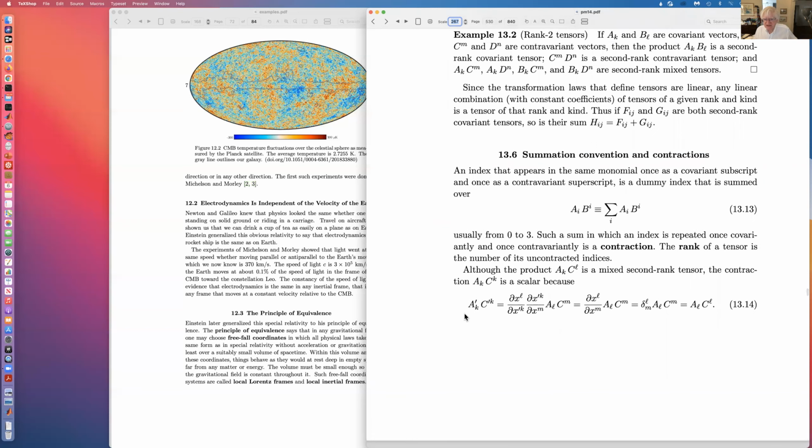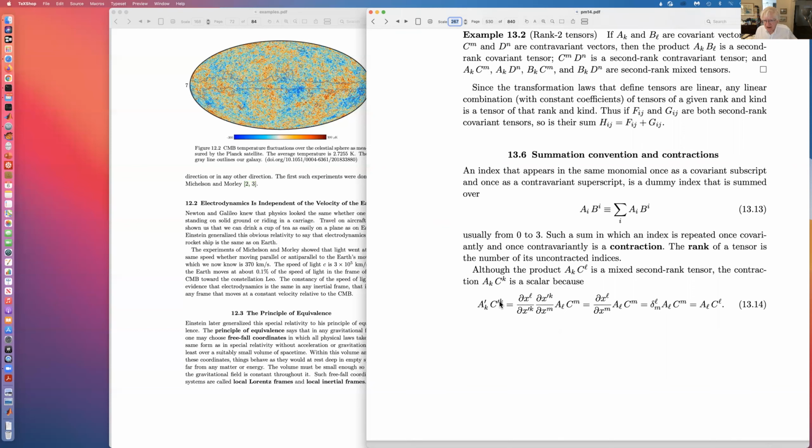And the way we see that is that A prime K, C prime K summed. Well, we know that this thing is a covariant vector, this is a contravariant vector, and so these are the transformation rules. But then we've got this sum over K, and that just collapses by the chain rule into just the partial of XL with respect to XM. But that's just the Kronecker delta. That's just 0 unless L is equal to M. And if L is equal to M, then it's 1. And so this turns into just AL, CL.